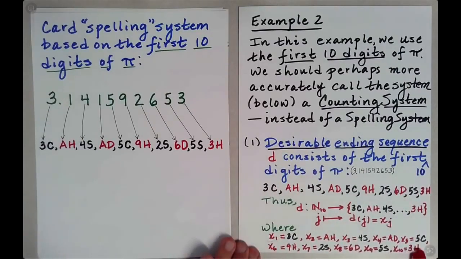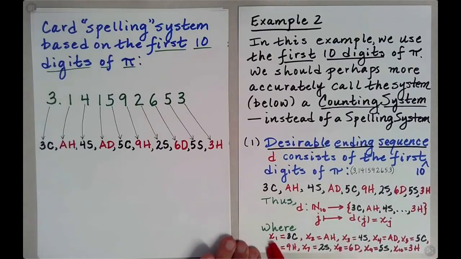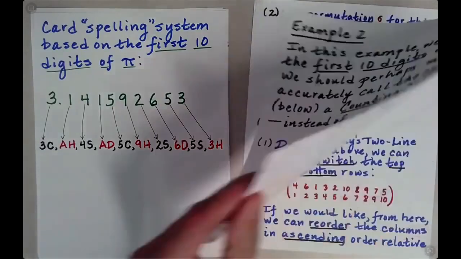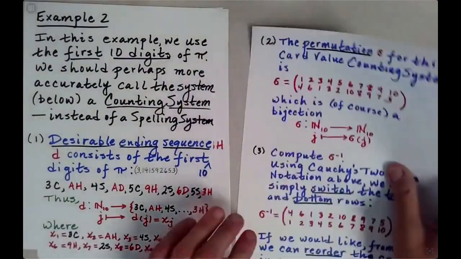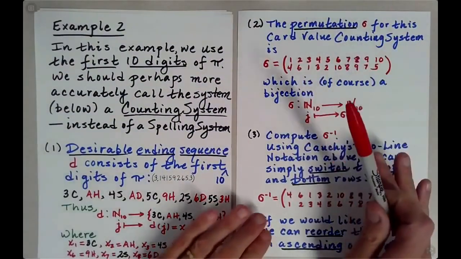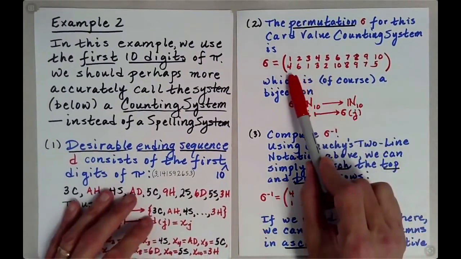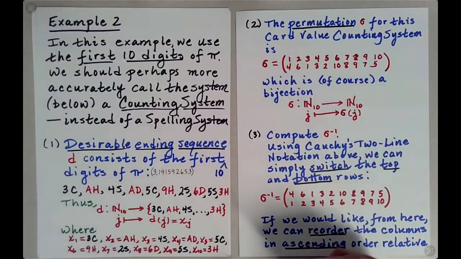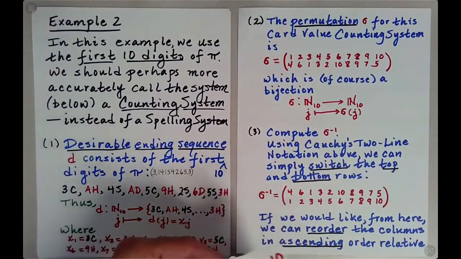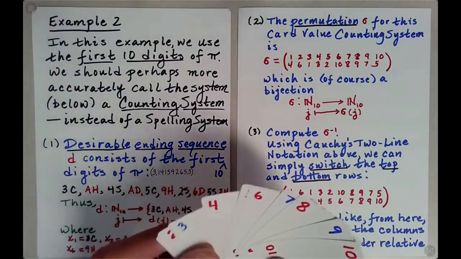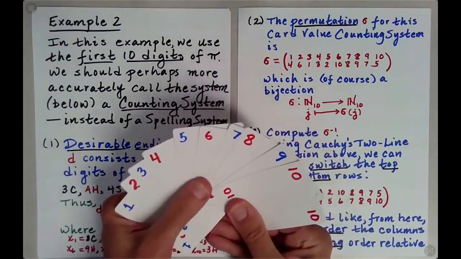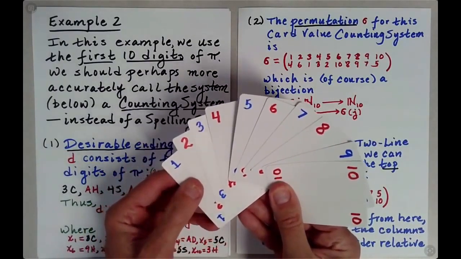Notationally, all of this can be written out in great detail there. X of 1 is 3 of clubs, X of 2 is ace of hearts, and so forth. Okay, so we've identified what the different X sub j values correspond to. The permutation sigma for this card value counting system is the following. Now, we haven't derived that in a previous video or in this video, so that is something we need to find. Let's just double check that these are in fact in order, because if they're not, we're going to be off in our permutation. So 1 through 10 looks good.